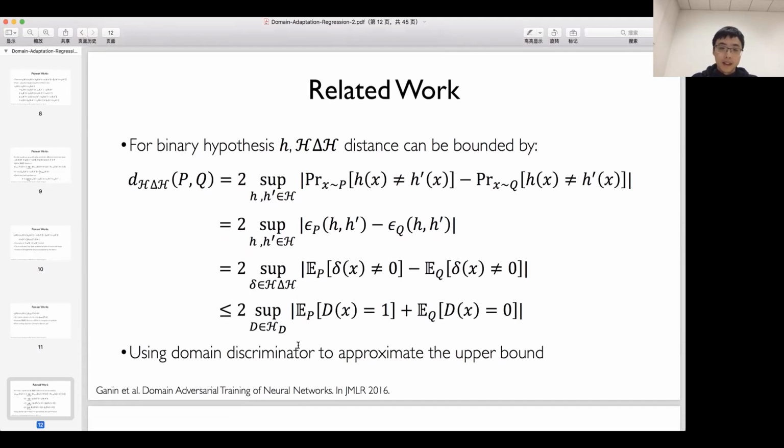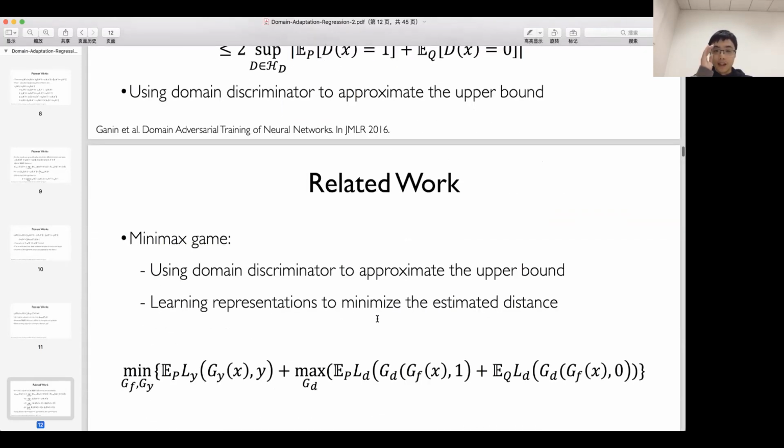What does this term mean? It means that we can give a neural network D. When we give a source sample, if we predict it as 0, it means the prediction is right. And when we give a sample from distribution Q, if we use D to predict it as 1, it means the prediction is right. So if we can predict whether samples are from the source domain or the target domain correctly, it means that we find the upper bound of the H delta H divergence. So that's the motivation of this algorithm.